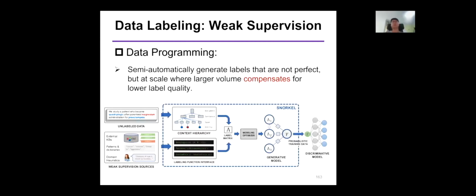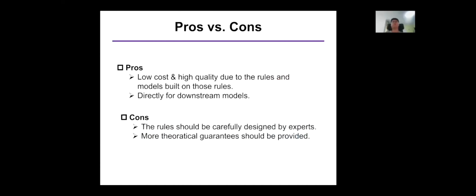So that's the general framework of data programming. Given some unlabeled data and some weak supervision sources like human-provided rules, we generate a label matrix and use a factor graph to build a model on these rules, modeling their relationships, and then they build a deep neural network to directly use these labels to train a classifier.